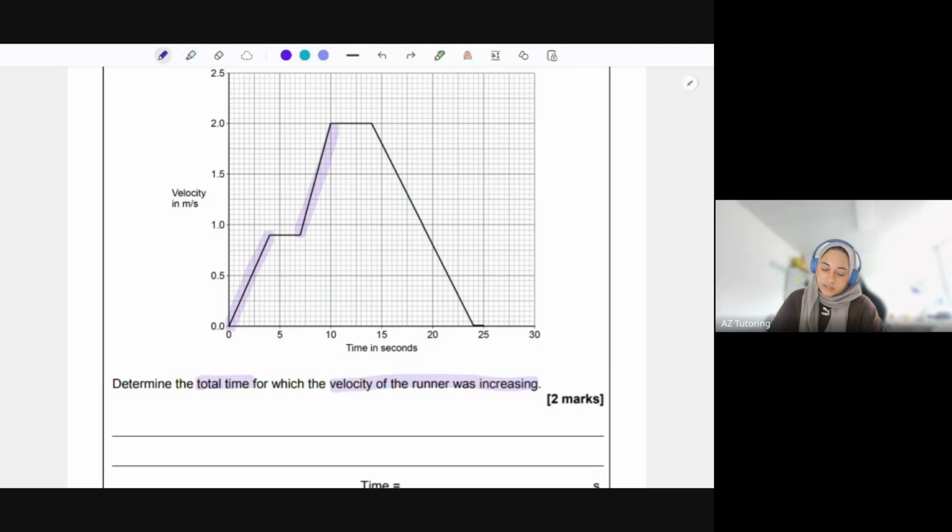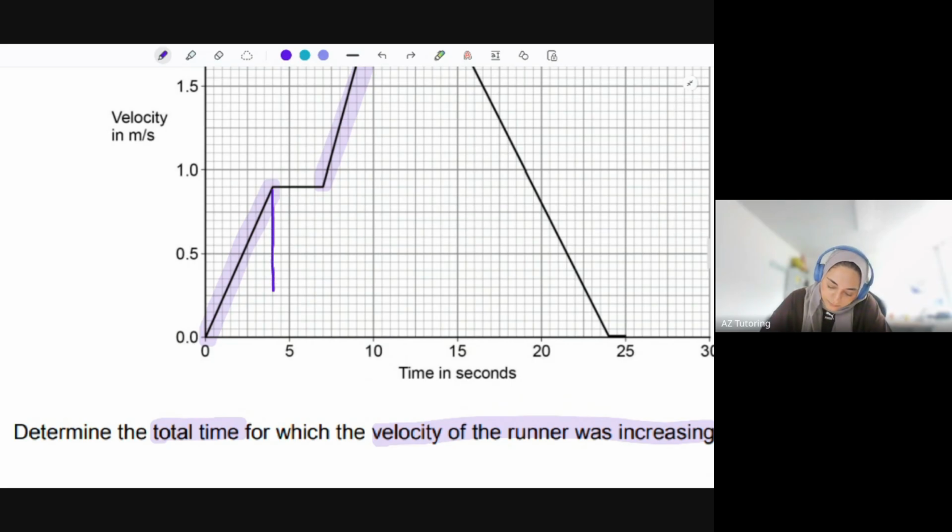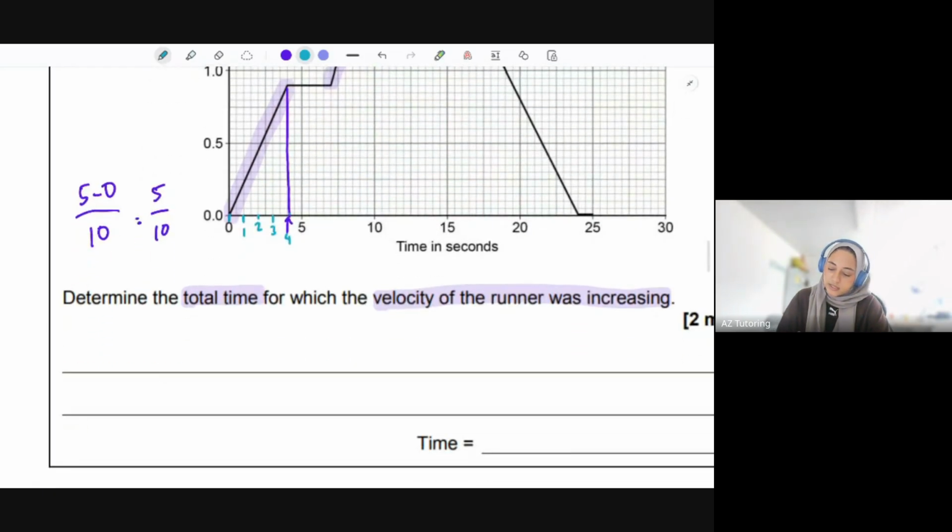Looking at this first part here, if I read downwards, how do I figure out what that is? Well, I've got between 0 and 5, and there's 10 boxes. So if I do 5 minus 0 divided by 10, 5 divided by 10, which is a half. So each box is 0.5. So that's how you figure out how much one box is worth. Each box is 0.5, so that's 1. Let's do it in a different color. That's 1, 2, 3, and then that's 4. Okay, so we've got 4 minus 0 where it starts. That's just 4 for this one.